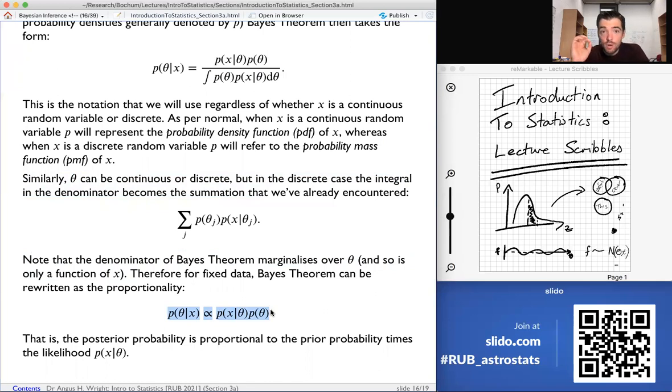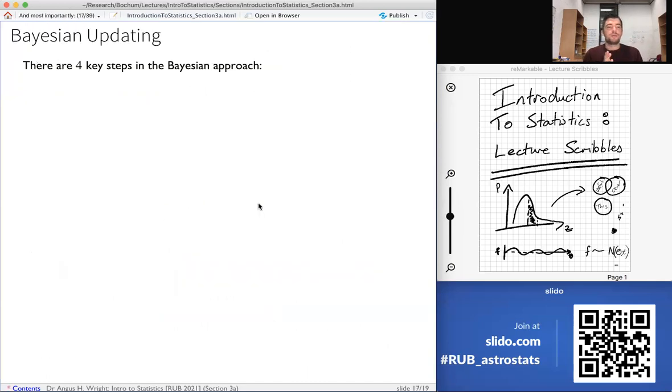Even in the case where theta is a random variable and when x is a random variable, we can still play this game of ignoring the constant denominator and using the proportionality here to come up with the fact that the posterior probability is proportional to the prior probability times the likelihood, P of the data given theta. Okay, so that's just saying that nothing really changes.